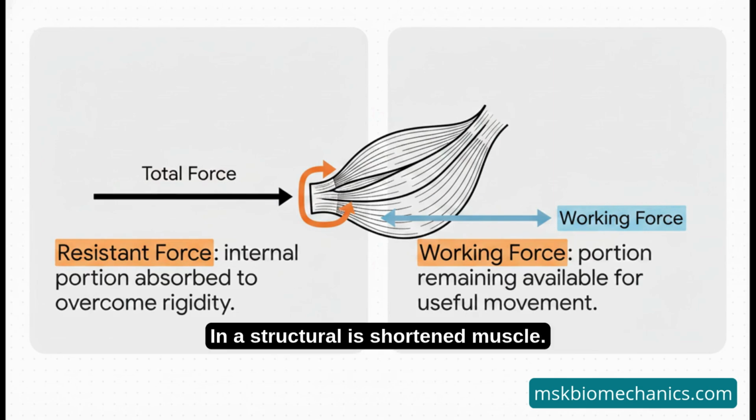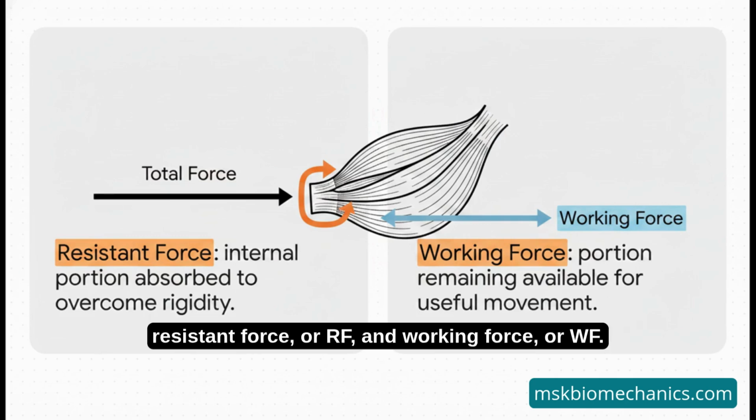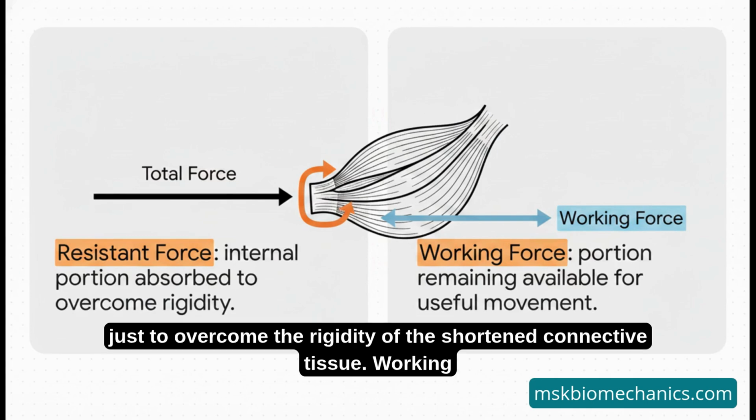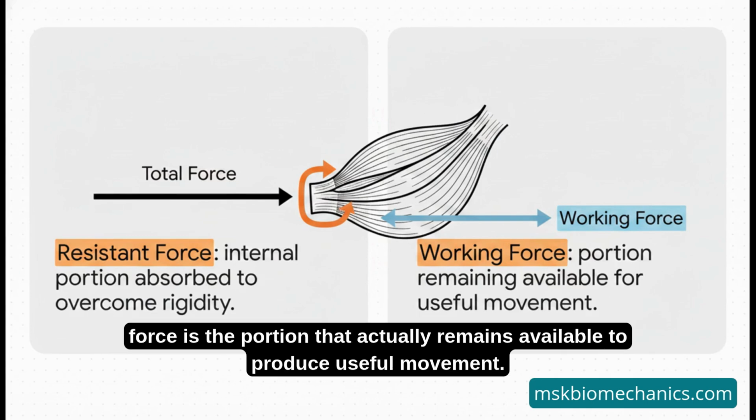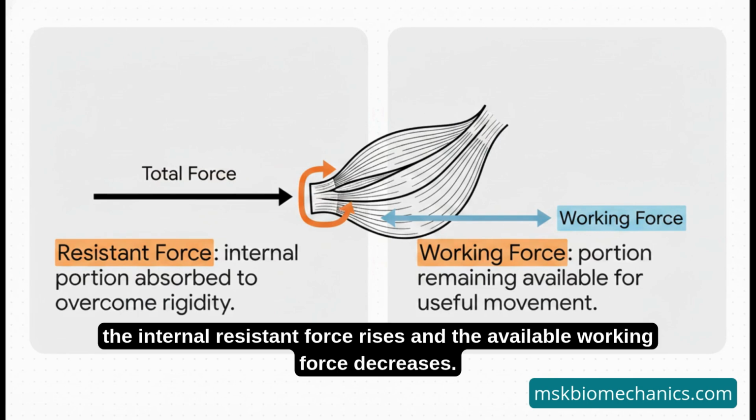In a structurally shortened muscle, the force it produces divides into two inverse proportions: resistant force, or RF, and working force, or WF. Resistant force is the portion absorbed internally just to overcome the rigidity of the shortened connective tissue. Working force is the portion that actually remains available to produce useful movement. As connective shortening increases, the internal resistant force rises and the available working force decreases.